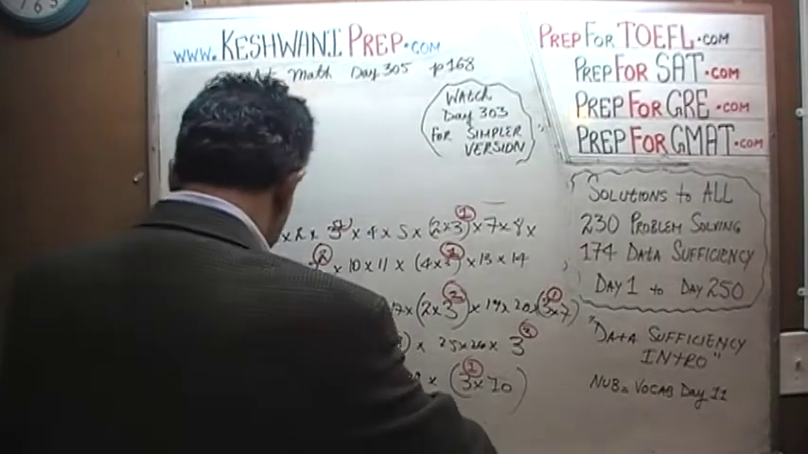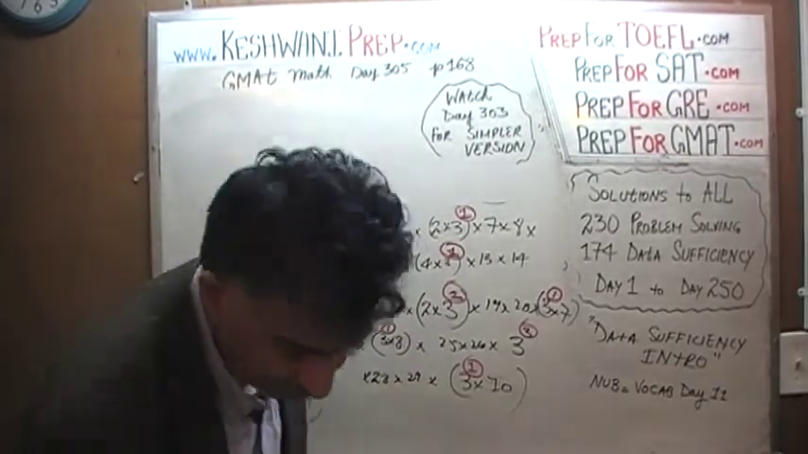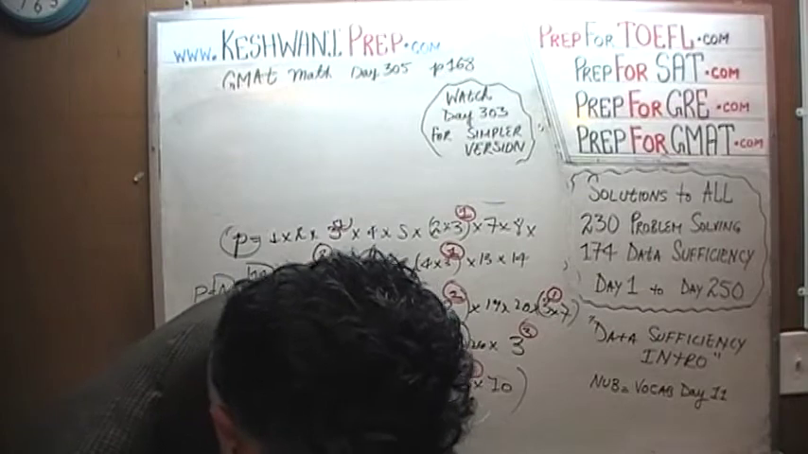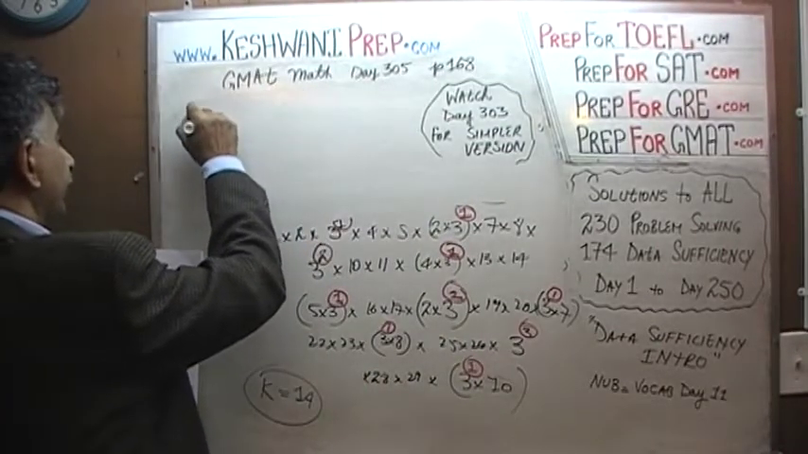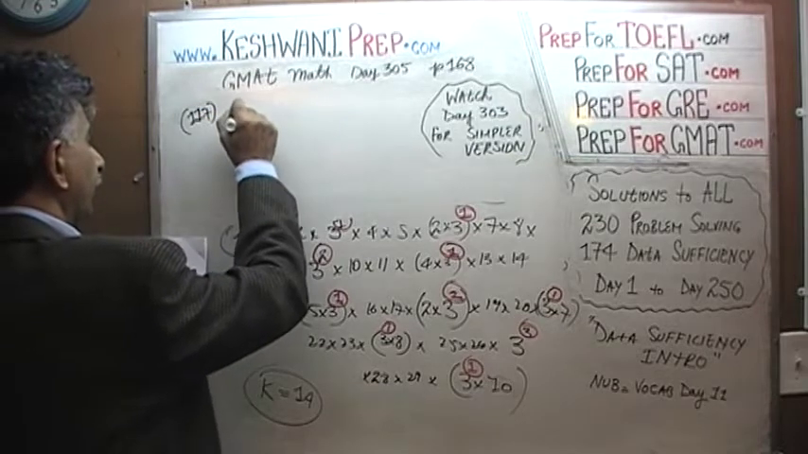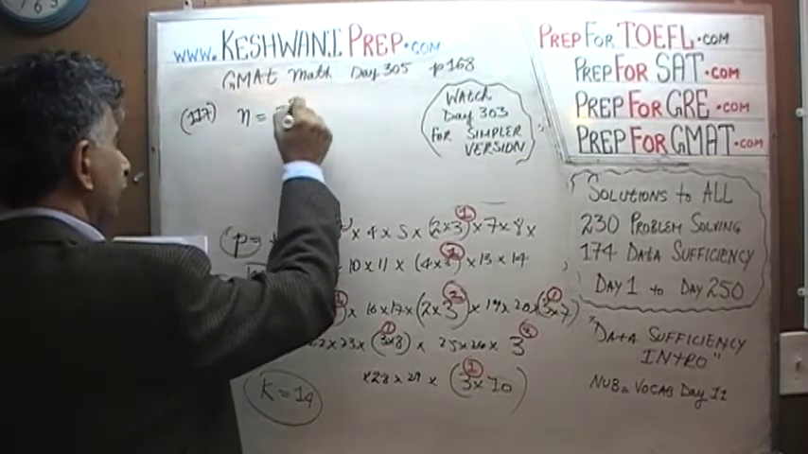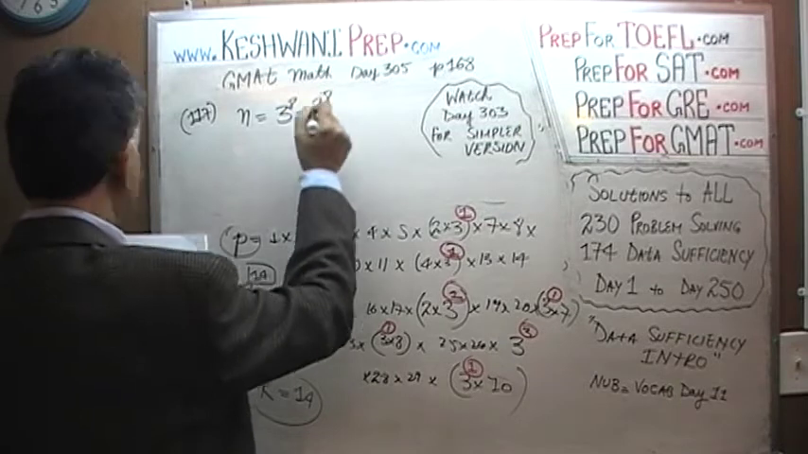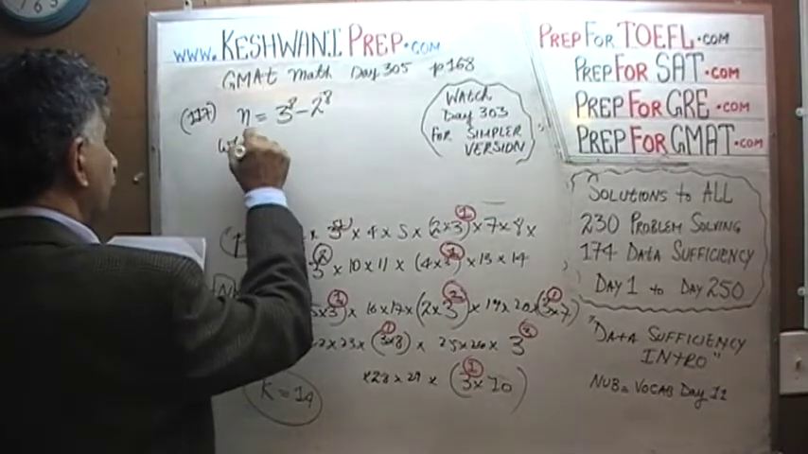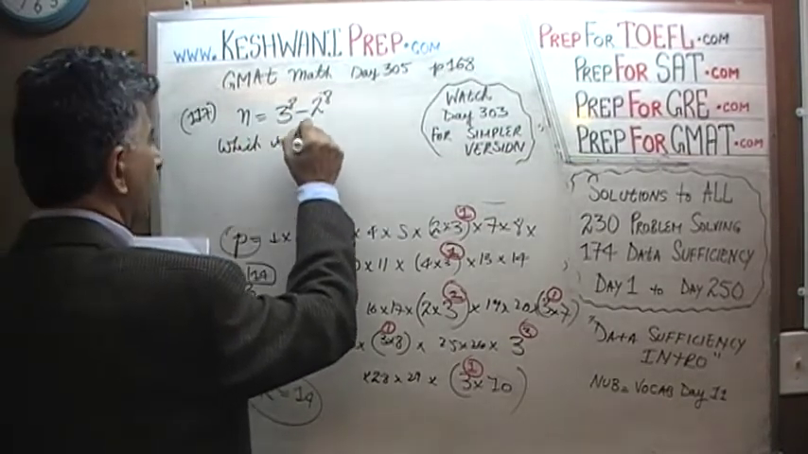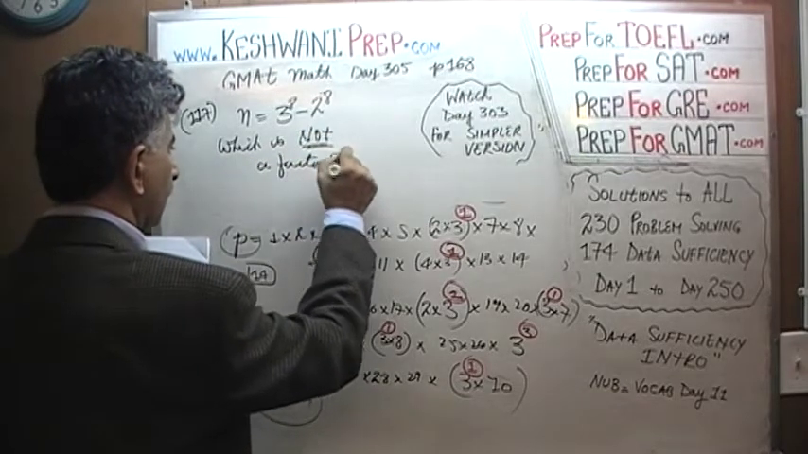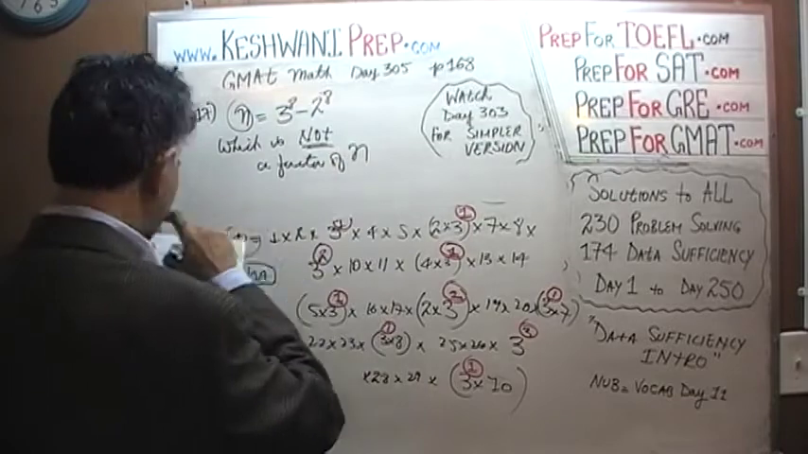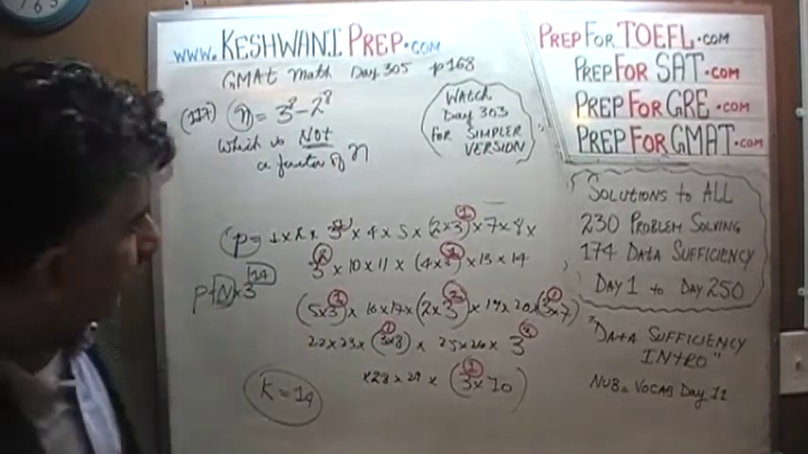In number 117, they're asking us: if n is equal to 3 raised to 8 minus 2 raised to 8, which is not a factor of this quantity n? Another tricky one.